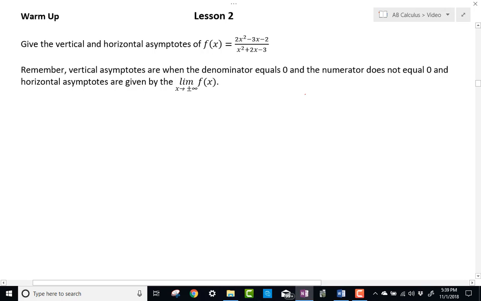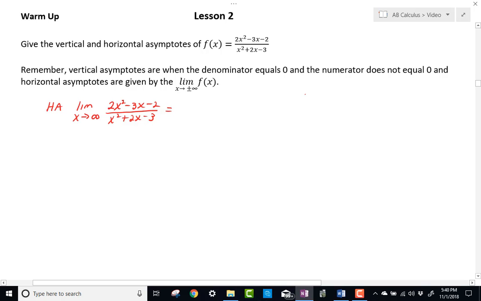Alright, so we're going to start with the horizontal asymptotes. If I take the limit of this function as x approaches positive infinity, 2x squared minus 3x minus 2 over x squared plus 2x minus 3, we know that because the degree of the numerator and the denominator are the same, I can just divide out these lead terms. So I don't have to go through the whole thing of actually plugging in infinity.